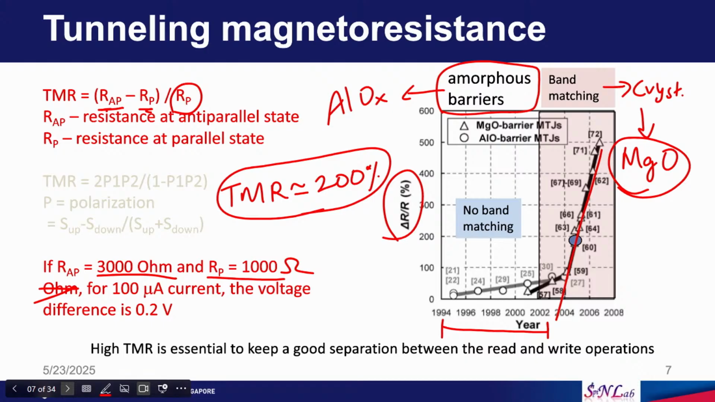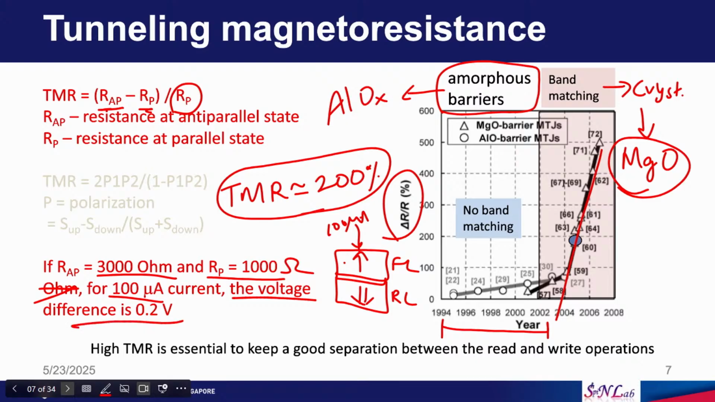Okay, now you send the same current which I showed you before. Now you have a free layer, magnesium oxide, reference layer. So, you send a current of 100 milliampere. Okay. So, if you calculate the voltages and the difference, now the voltage difference will be around 0.2 volt. Okay. So, this 0.2 volt is enough to sense 0 and 1.